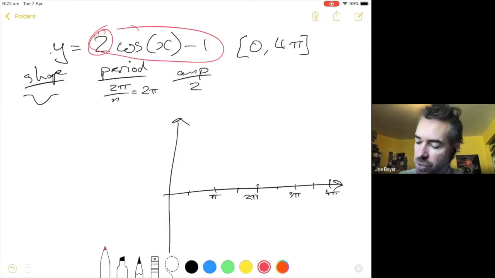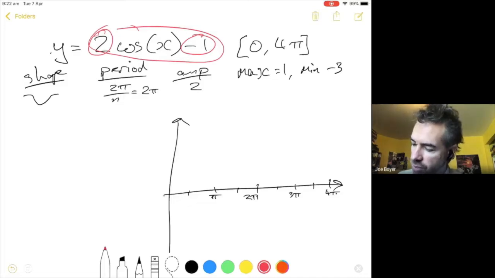And then after we do that multiplication, we then do this translation as well. So we're going to subtract 1 from both of those values, which is going to give me a maximum of 1 and a minimum of negative 3. Hopefully people can see where that comes from. We know that cos itself goes between negative 1 and 1. We're multiplying that by 2, so that means it's going between negative 2 and 2. And then we're subtracting 1 from both those values, so it's going between negative 3 and 1.